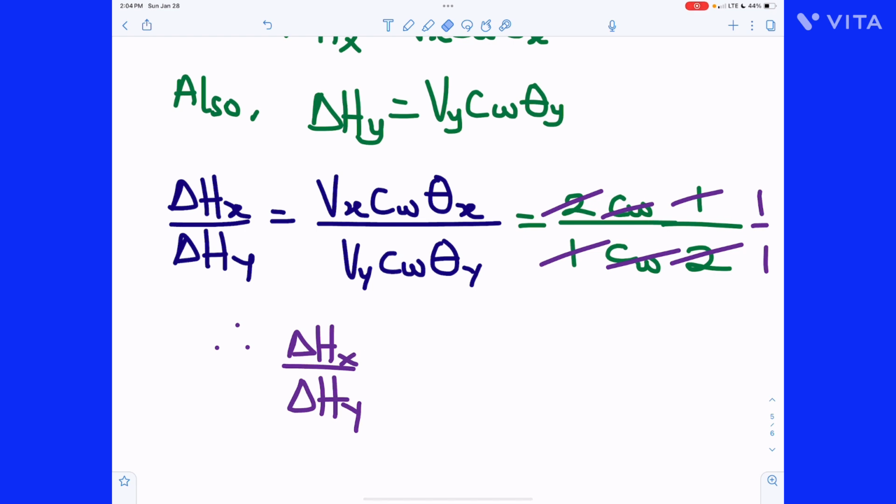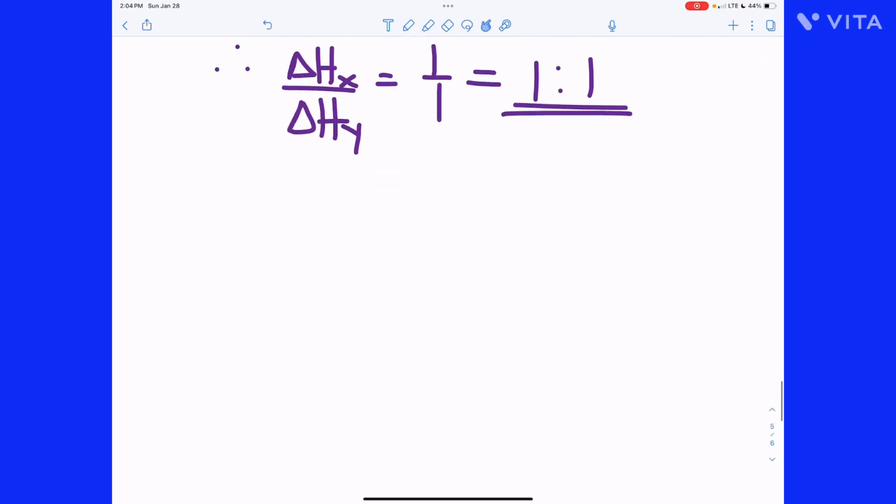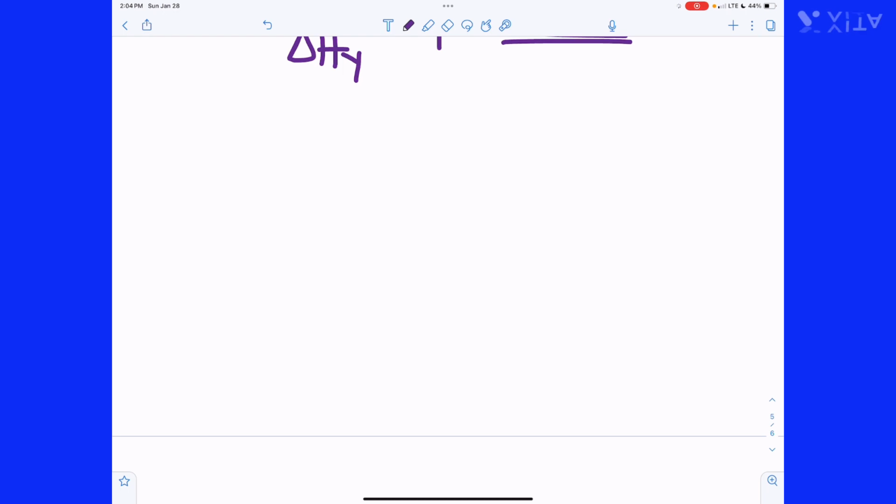The ratio of heat change in both flasks, delta Hx over delta Hy, is 1 over 1, or 1:1. That answers question 3. Let's go to question 4.